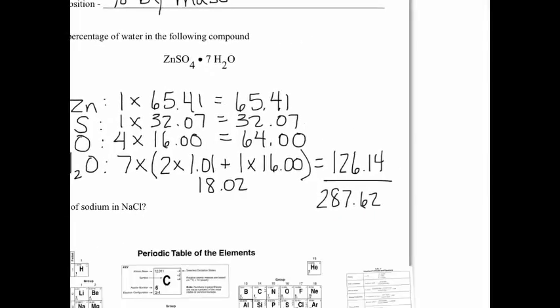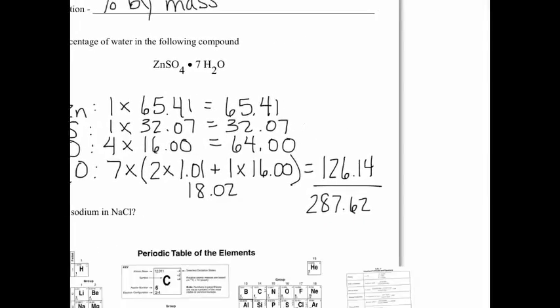And it's looking like I'm running out of room. Hopefully I can write in the background here. And I'm just going to multiply that by 100. And what I end up getting, and I'm going to round this to 2 decimal places as well, is 43.86%. So the percentage by mass, because we figured this out based on mass, not number of atoms or any of that, based on the mass of each of the different elements in this compound, the mass of water contributes to 43.86% of the mass of the hydrated zinc sulfate.